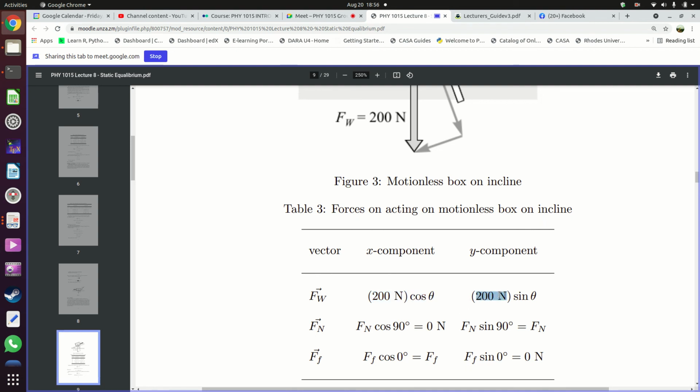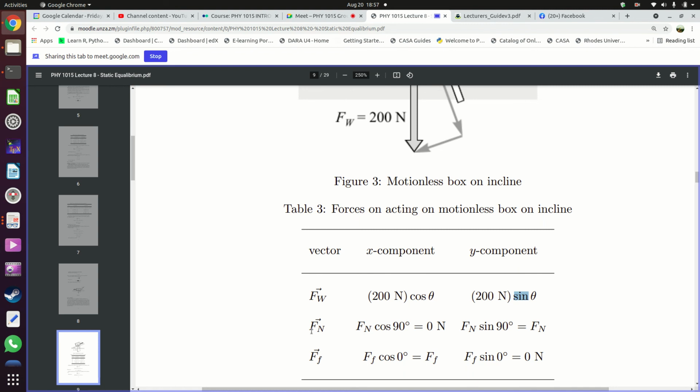Then this other side, 200 times sine 300, you should have negative 173.2. So this one should give you negative 173.2. This one here should give you 100. Are we clear? So you do that. You write 200 cos 300, that should give you 100 here. Then 200 sine 300, that should give you minus 173.2 newtons.